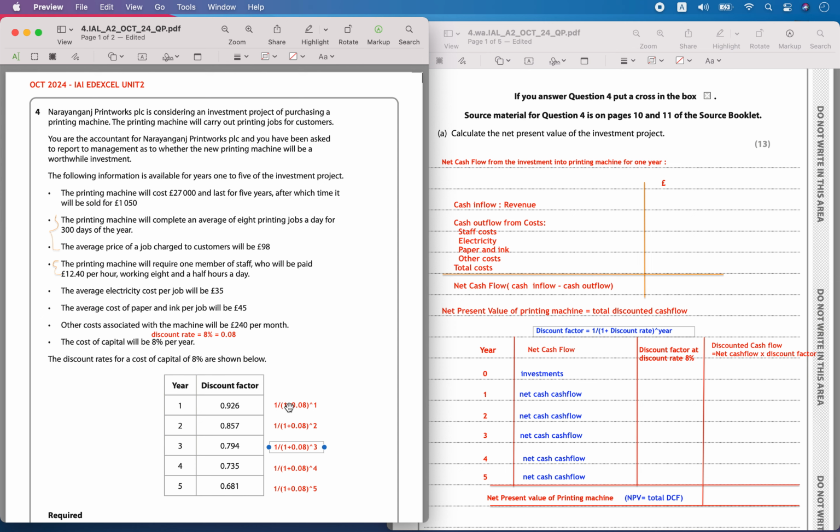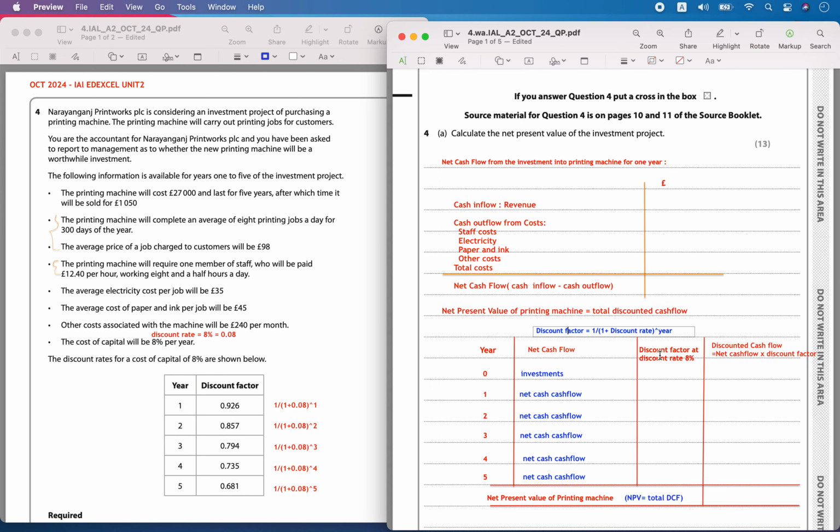You calculate the discount factor using this formula and the discount rate for every year. Then you will get some values. The values you will include here have already been given, or you can calculate them using this formula. Then the discount factors times the net cash flow give the discounted cash flow because of this project. Once I have the discounted cash flows, I will add them up, starting from the investment, minus the other net cash flows, to calculate the net present value of this printing machine.